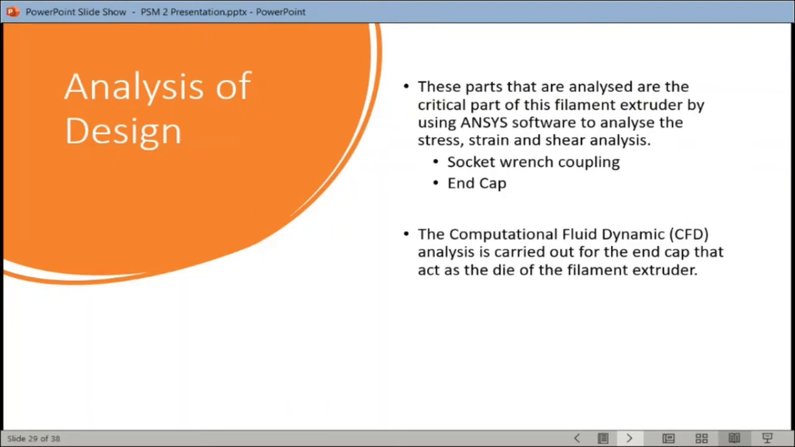For the analysis, the parts that will be analyzed in this research are the socket wrench coupling and the end cap. These parts will be analyzed using ANSYS software for the stress, strain and shear analysis, and the CFD analysis will be carried out using SolidWorks software.